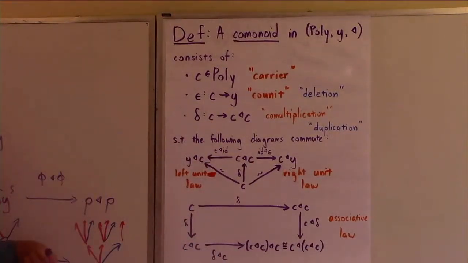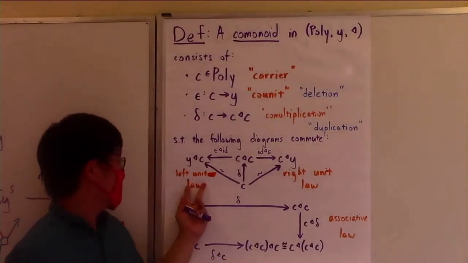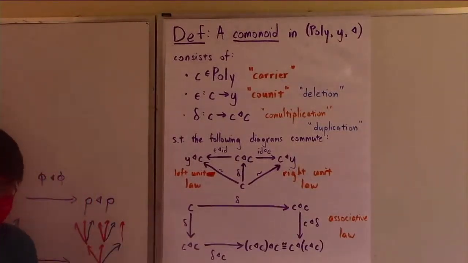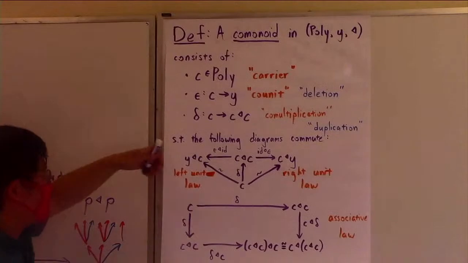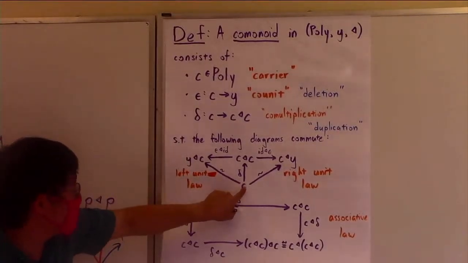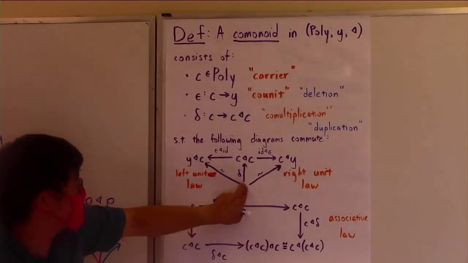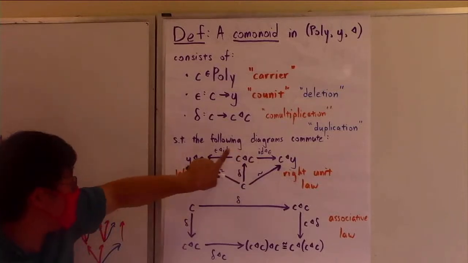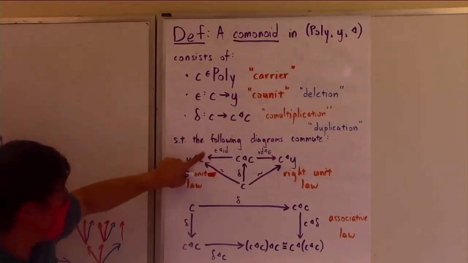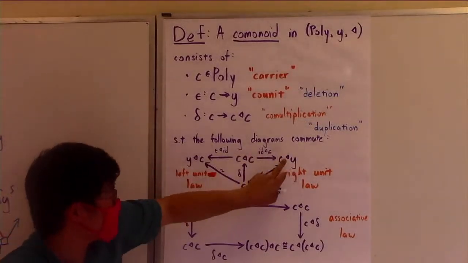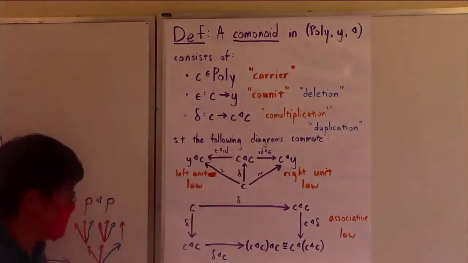And this is going to need to satisfy certain laws. I really should call these the left co-unit law and the right co-unit law, maybe the co-associative law, but just too many co's to keep track of, so I'll just write it like this. But essentially what this says is if we start here, we use delta to split C up, to duplicate it, but then if we delete it on one side with epsilon, we should still get the same C. And similarly, if we delete it on the other side with epsilon, we should still get the same C.